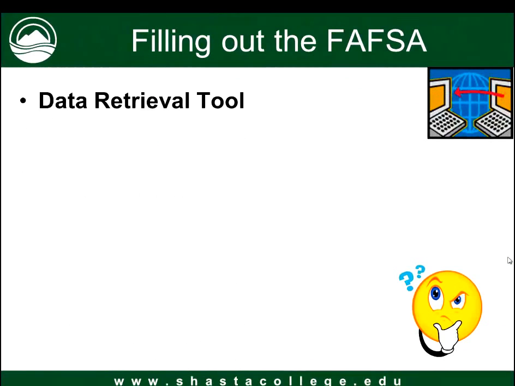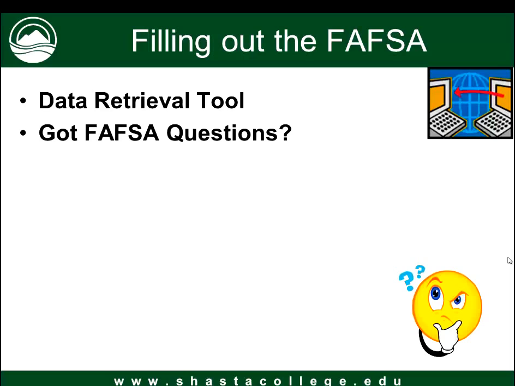If you have filed your taxes and the IRS has completed processing them, which usually takes about 2 weeks, use the data retrieval tool for quicker processing. The data retrieval tool links up the FAFSA with the IRS and verifies all financial information, which could save you time down the road in processing. If you get stuck on a FAFSA question, look for a question mark icon for more detailed information.